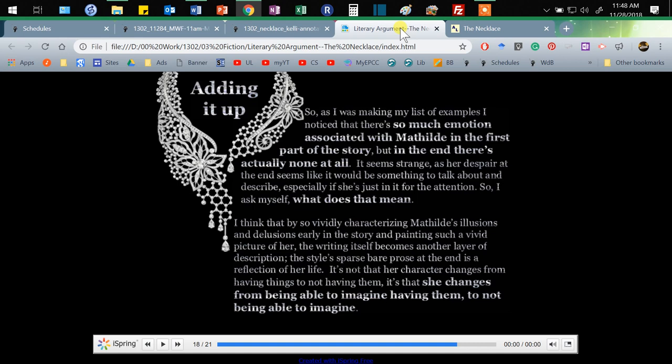Warming up. Okay. The style is sparse, bare prose. The style, sparse, bare prose at the end, is a reflection of her life. It's not that her character changes from having things to not having them. It's that she changes from being able to imagine having them to not being able to imagine. And for me, this is a moment when I'm looking at, is Maupassant saying something about the despair of being in debt, of being in poverty in these ways, right?